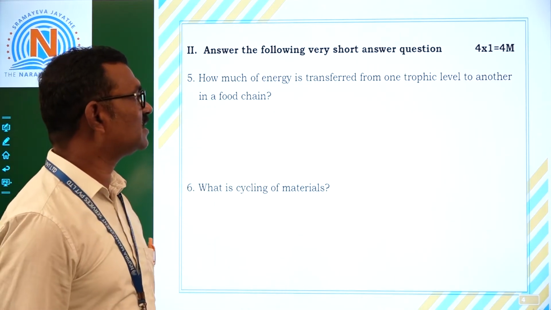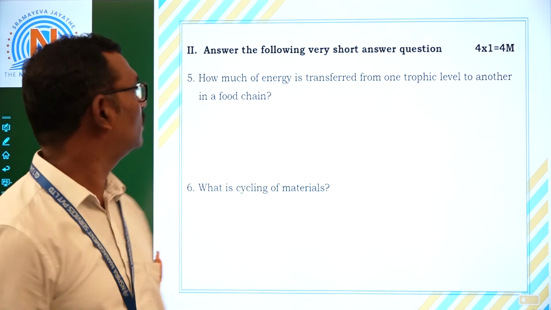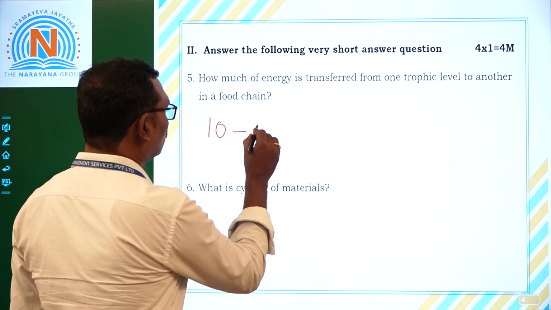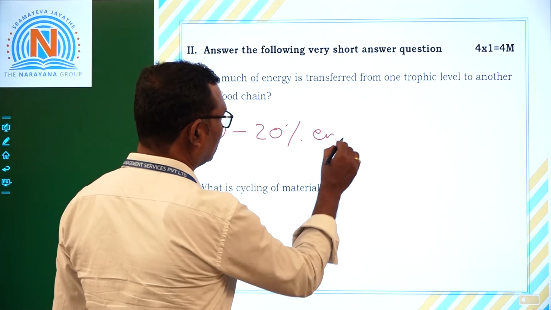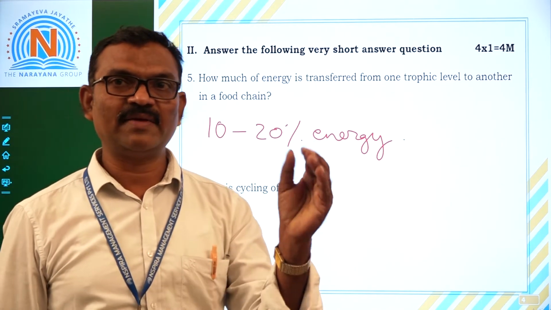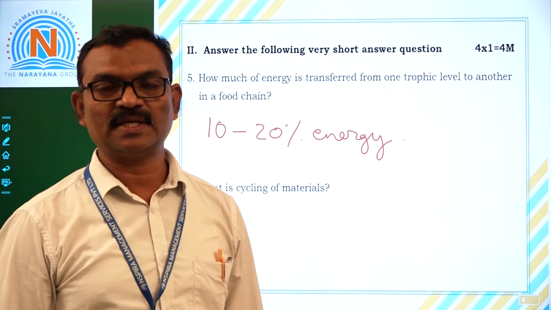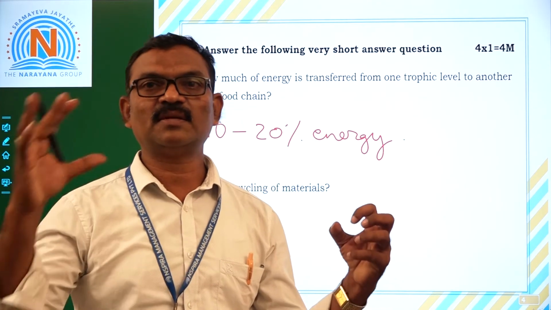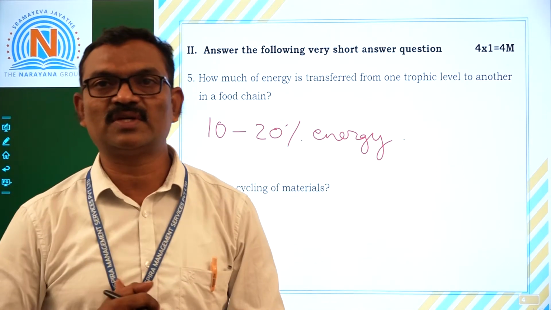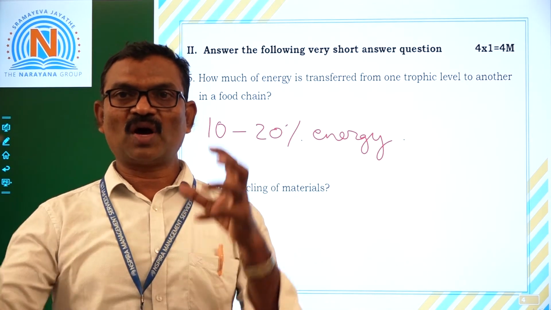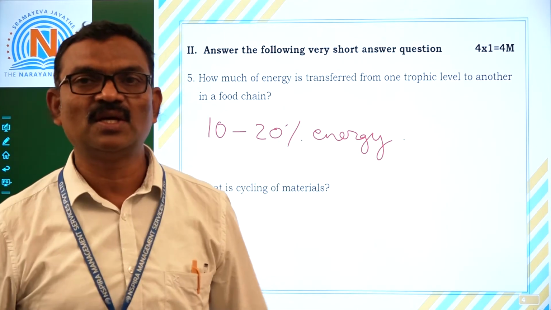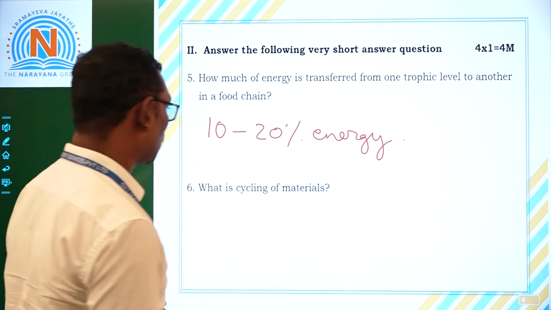Now next question. How much of energy is transferred from one trophic level to another in a food chain? Always 10 to 20% of energy. 10 to 20% of energy will transfer from one level to another level in a food chain. That means you know that grass is eaten by grasshopper. 10% of energy only will transfer to the grasshopper. And the frog eats the grasshopper. Only 10 to 20% of energy passes to the frog, like that.